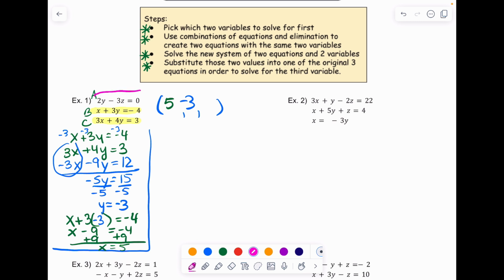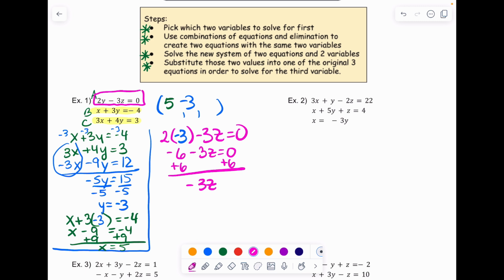So I only have one more equation, and that equation is the only equation with z in it. So I take 2 times my y minus 3z is equal to 0, putting my y in there. And then I'm going to solve it. So -6 minus 3z equals 0. Adding 6 to both sides, -3z is equal to 6. Divide by -3. Z is equal to -2. Okay, and then there's my ordered triple.